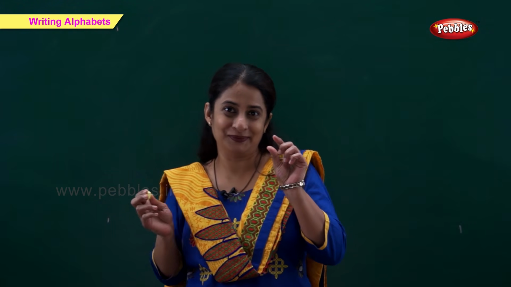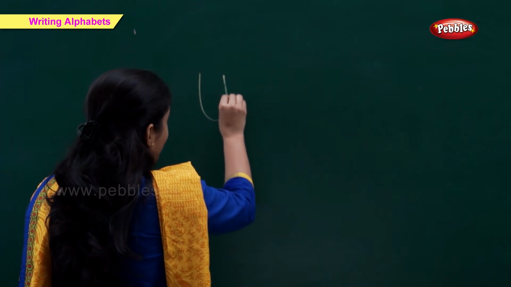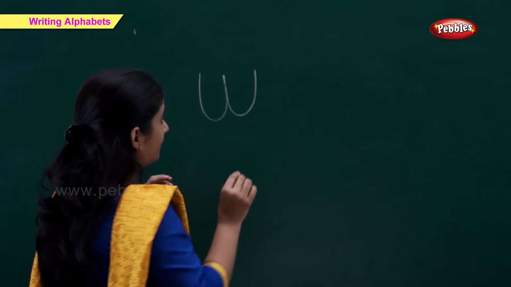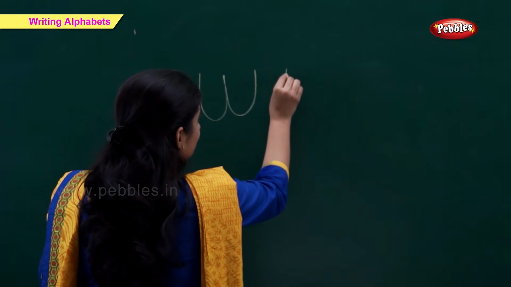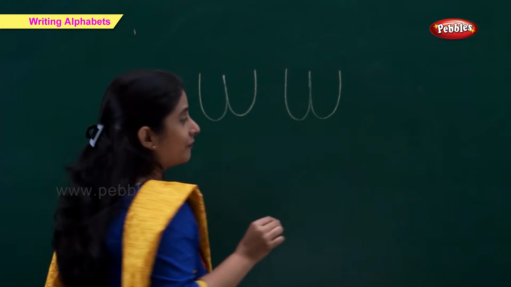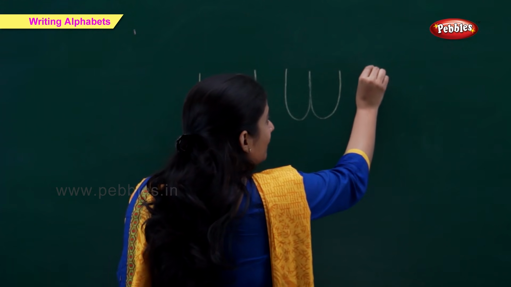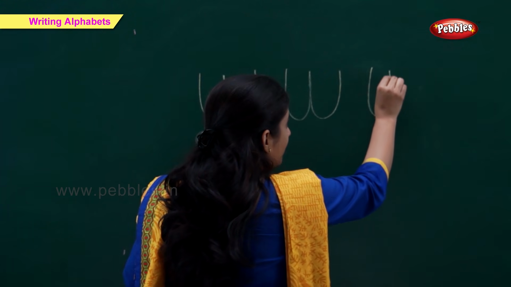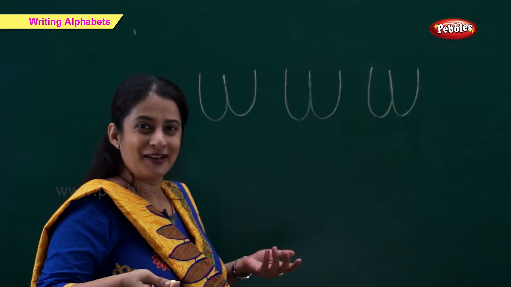Now we are going to write W. Small w. One curve joining another curve makes W. One curve joining another curve makes W. Small w. One curve joining another curve makes W. Small w.